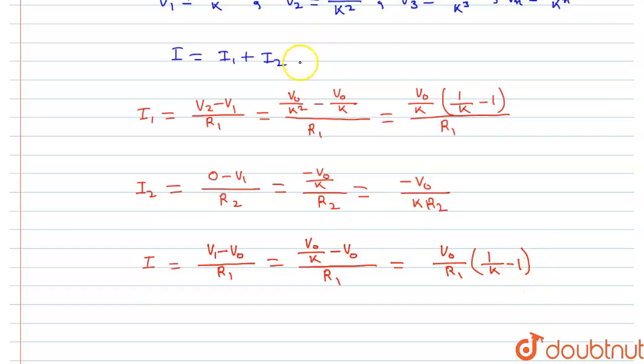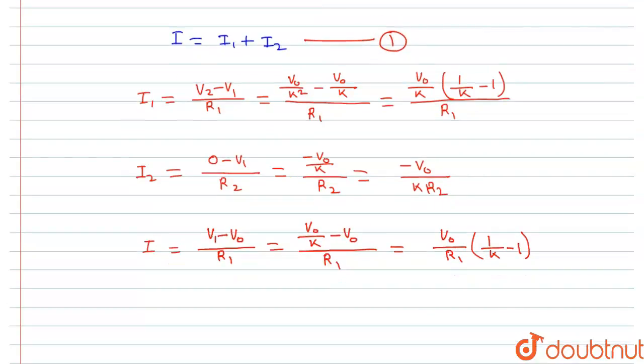Now from the equation I is equal to I1 plus I2, we can write I is equal to this.